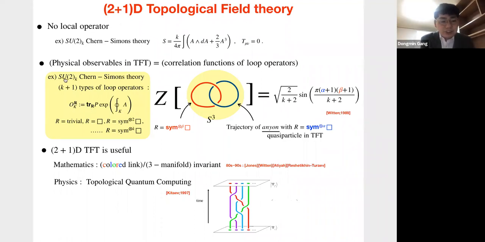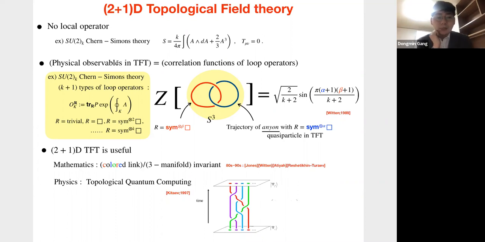For SU(2) Chern-Simons at level K, there are K plus one types of loop operators, which correspond to the trivial loop operator, the fundamental loop operator, and up to the K-th power of the fundamental representation. There is also a finite truncation, so there are only K plus one types of loop operators. So these are the basic physical observables in this topological theory.